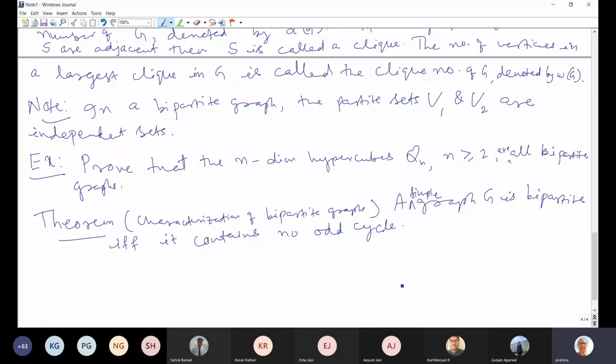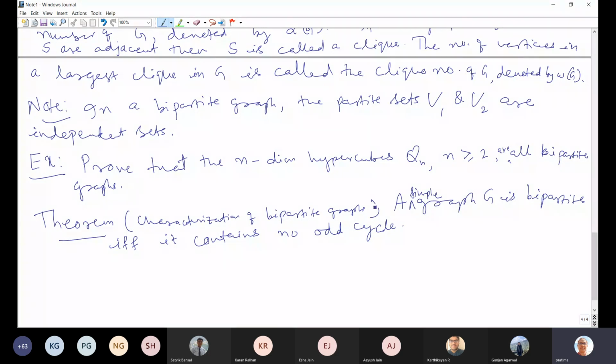I am not giving the proof of this theorem because of lack of time; otherwise I will not be able to cover what I have asked in the exam. You will find the proof in any graph theory book, so you can read it yourself if you are interested.